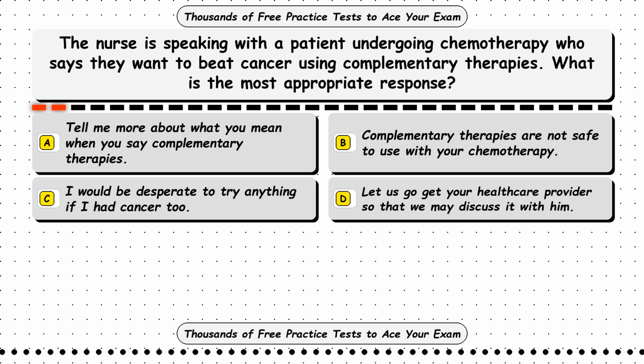Question 64. The nurse is speaking with a patient undergoing chemotherapy who says they want to beat cancer using complementary therapies. What is the most appropriate response? Option A. Tell me more about what you mean when you say complementary therapies. Option B. Complementary therapies are not safe to use with your chemotherapy. Option C. I would be desperate to try anything if I had cancer too. Option D. Let us go get your healthcare provider so that we may discuss it with him.